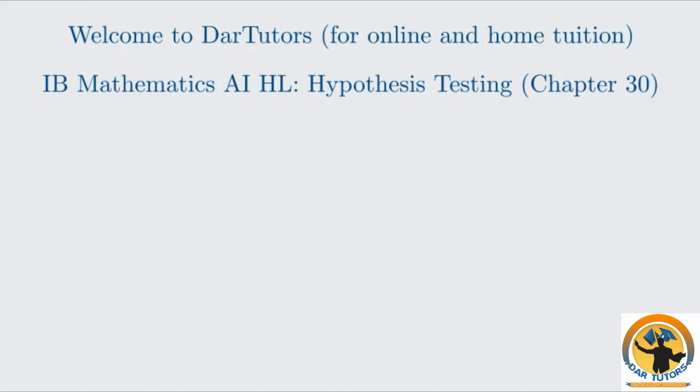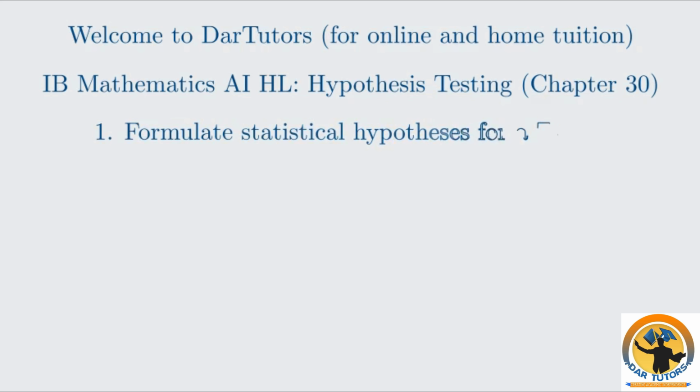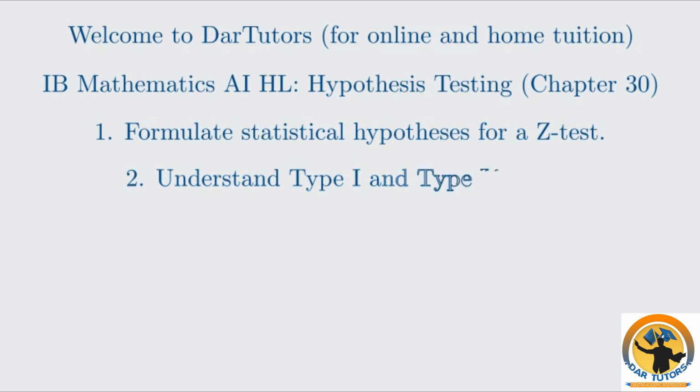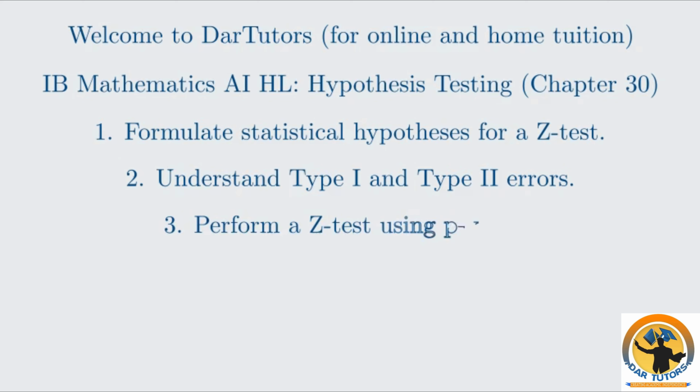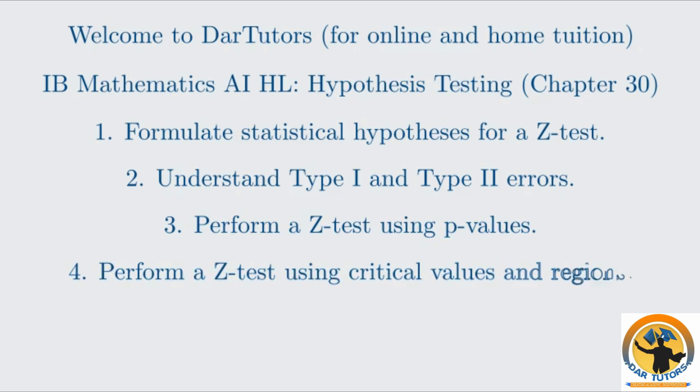By the end of this video, you will be able to, first, formulate statistical hypotheses for a z-test. Second, understand the two types of errors that can occur in hypothesis testing: Type 1 and Type 2 errors. Third, and most importantly, perform a complete z-test to make a decision about a population mean. This involves calculating a test statistic and a p-value. And fourth, use critical values and regions as an alternative method to perform a z-test.